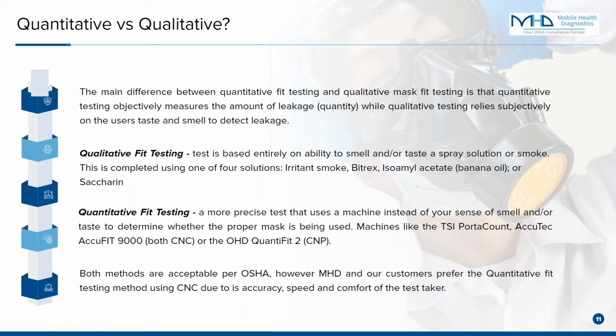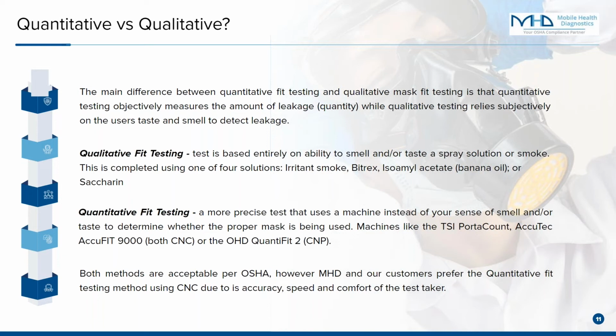So, quantitative versus qualitative. Again, there are two types of fit tests available. The main difference is that quantitative fit testing objectively measures the amount of leakage in a respirator, while qualitative relies on subjectively exposing the respirator wearer to a taste or a smell in order to detect leakage of the mask, or no leakage, and whether the mask is fitting properly. Qualitative is based entirely on the ability of the participant to smell or taste the spray solution or a smoke solution.